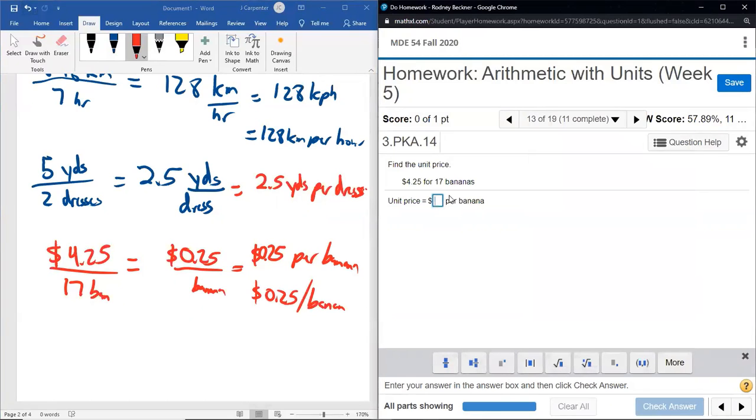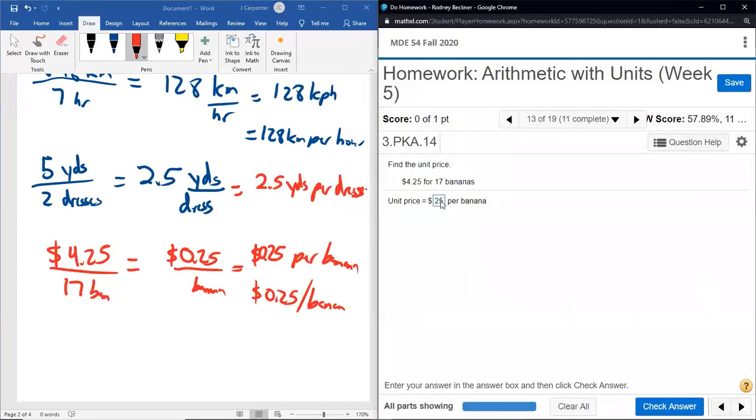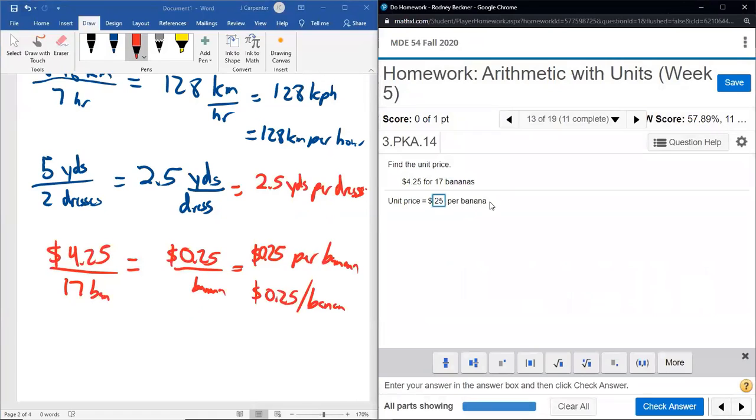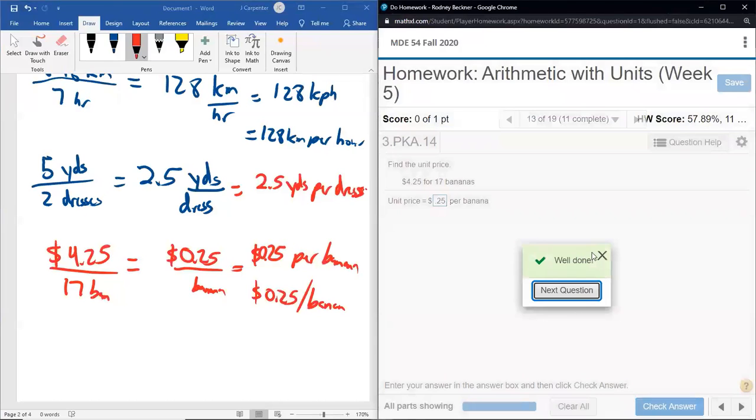So let's see, 0.25. So I'll write 25. 25, right? Nope. What happened? I see a 25 on the screen. Mr. Beckner, you lied to me. Forgot the decimal, didn't he? That clever, mean teacher. 0.25. I don't even have to write the 0 in front of it. And we got it right.